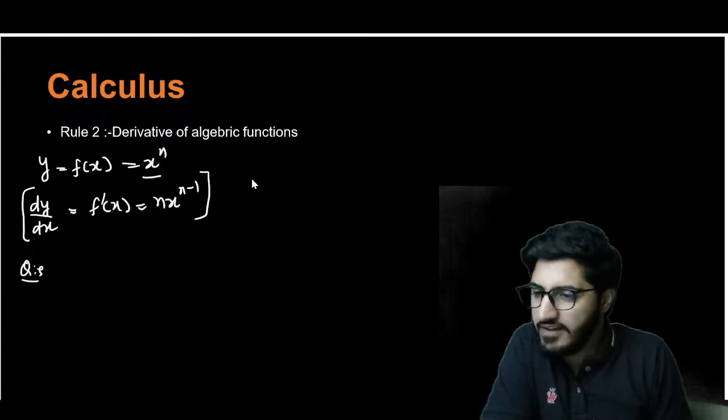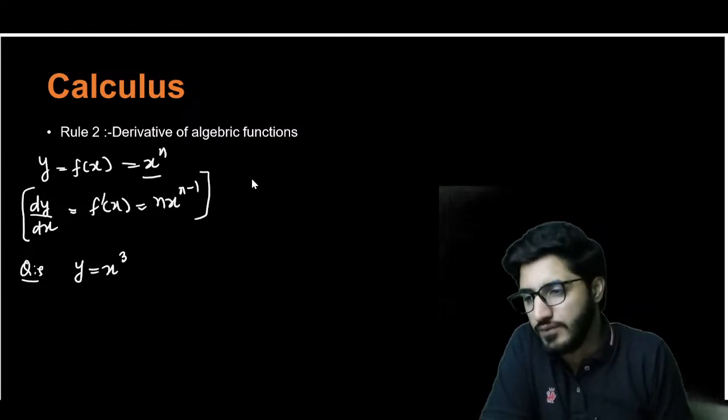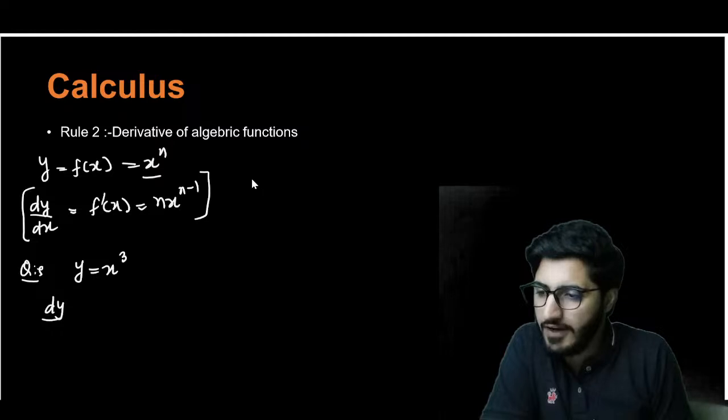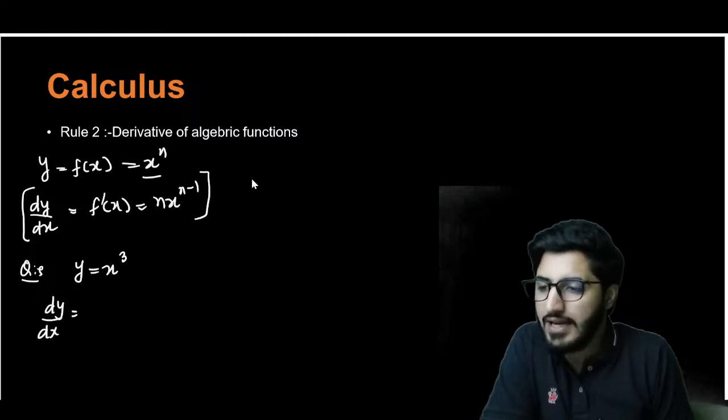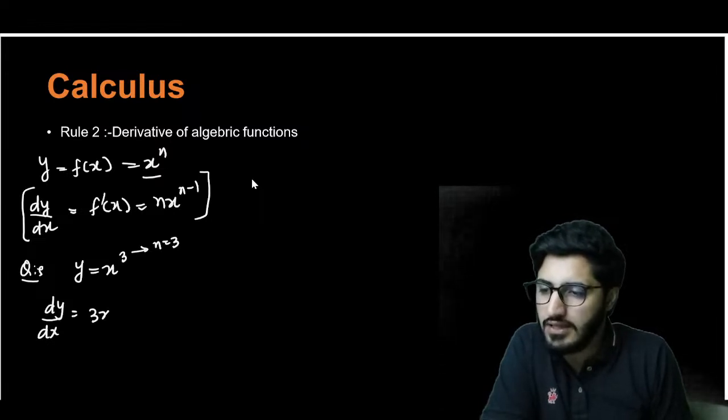If we have a function x cube, let us suppose y equals x cube, and we want to differentiate it. How can we do it? My dy by dx will become n x to the power n minus 1. Here n is 3. So it is 3 x to the power 3 minus 1, which becomes 3x squared.